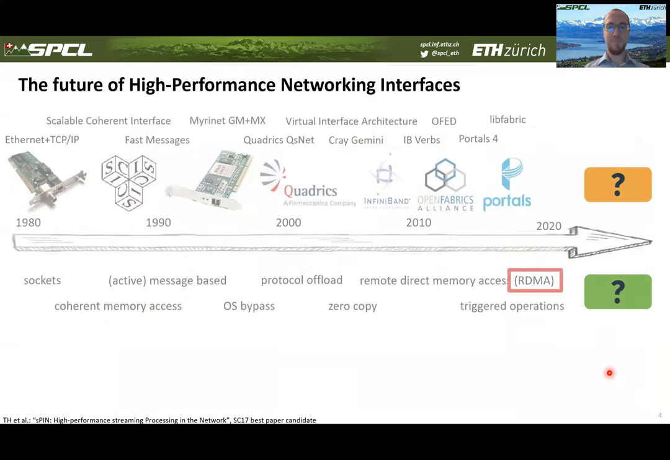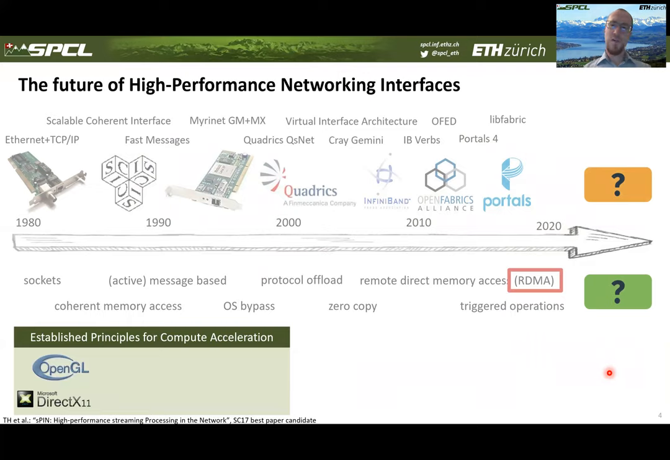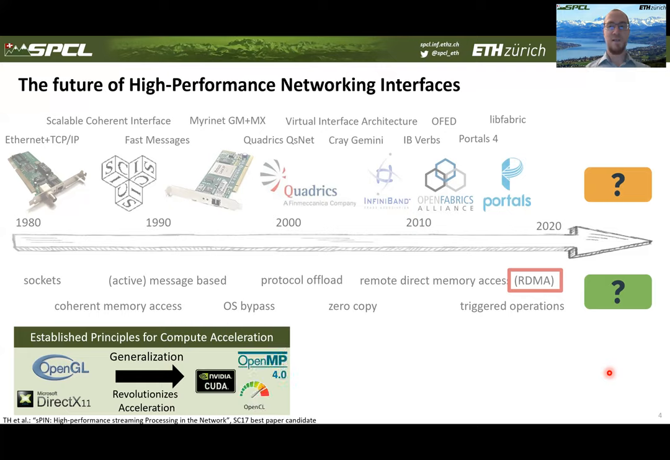Talking about acceleration, that's probably ringing a bell for you. We have a lot of acceleration going on in the compute area. We moved from specialized graphic devices, where OpenGL and DirectX 11 were the programming interfaces for graphics cards, through a process of generalization that somewhat revolutionized acceleration, I would say, to CUDA-based or OpenCL or OpenMP 4-based compute-accelerated devices. These devices are changing the landscape of computing as we speak right now.